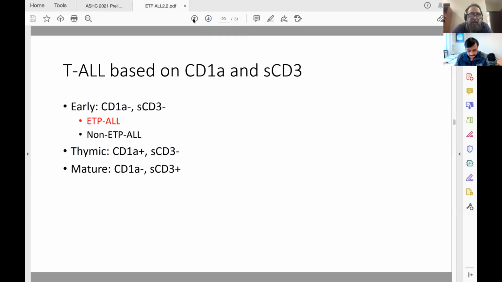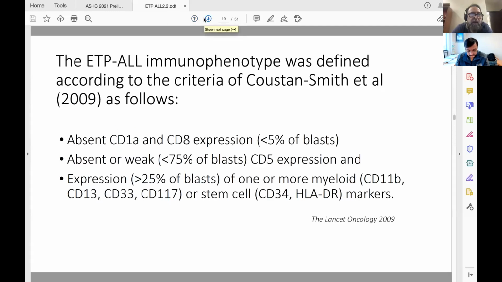Sorry, Faraz, can you go back? Absence of CD1A and CD8 expression is the key, and then lack or dim expression of CD5. I didn't point it out because I was looking for this in one of the slides. This is another very important feature, and the presence of any myeloid marker or stem cell marker, which in this case we have CD13, CD33, CD117, and then stem cell markers CD34 and HLA-DR. Actually, just yesterday, my colleague Tariq showed me a case of another ETP T-ALL with CD11b expression. It was exactly the same as we had seen in the slides before.